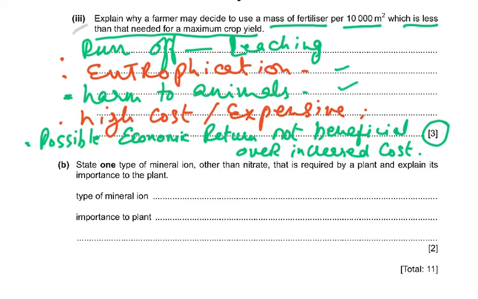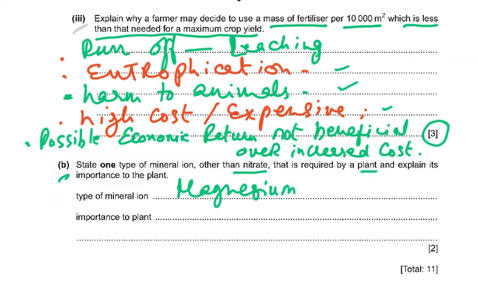And this would result in harm to animals and high cost, expensive, and the possible economic return is not beneficial over the increased cost. Then coming to the last part of the question: state one type of mineral other than nitrate that is required by a plant and explain. So the type of mineral is magnesium, and this is in your syllabus actually, magnesium.